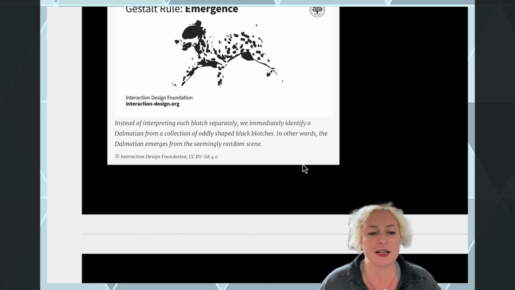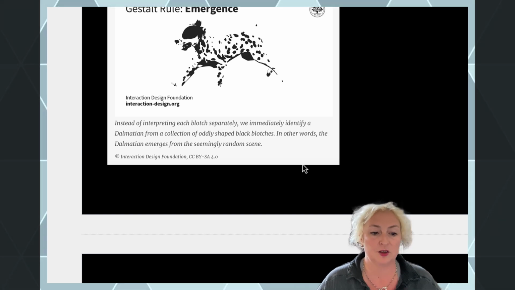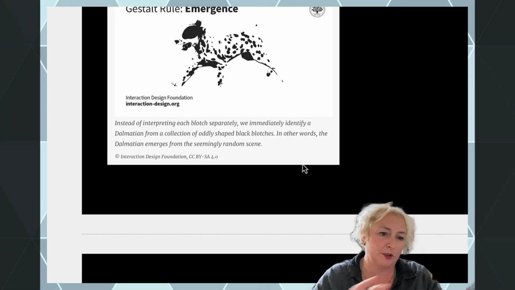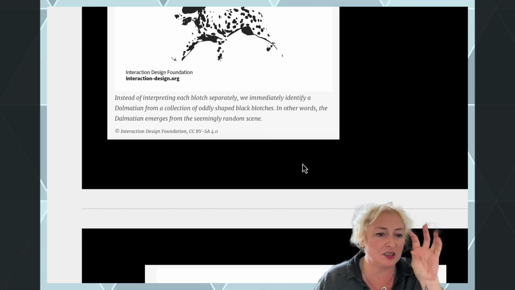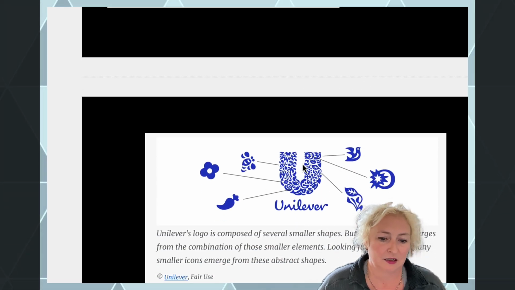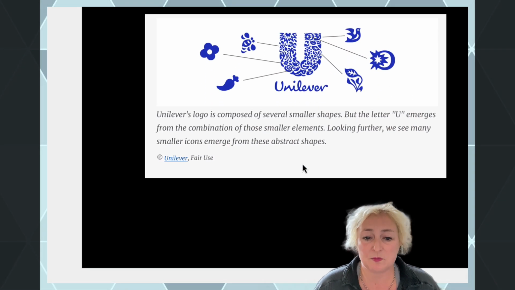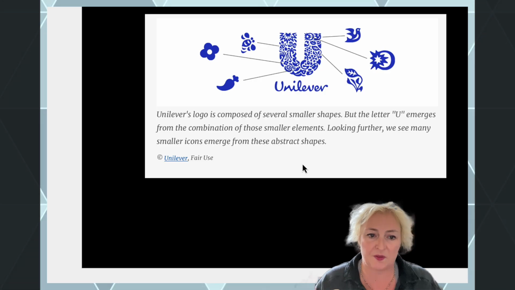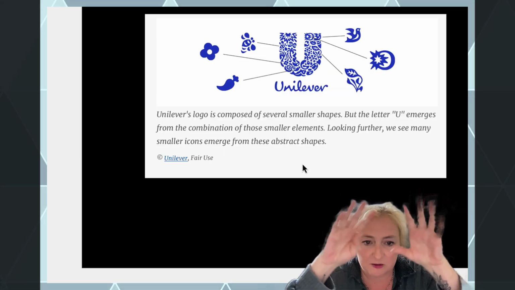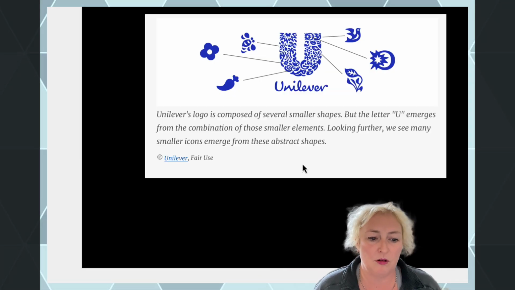Here's one of the Gestalt principles, emergence. Instead of interpreting each blotch separately, we immediately identify a Dalmatian, just based on how oddly the shapes are put together, right? And there is not an outline of this. It's just dots. The Unilever logo is composed of several small shapes, but the letter U emerges from the combination of shapes. So things put together in proximity that are similar color and look and feel. So that's an example.